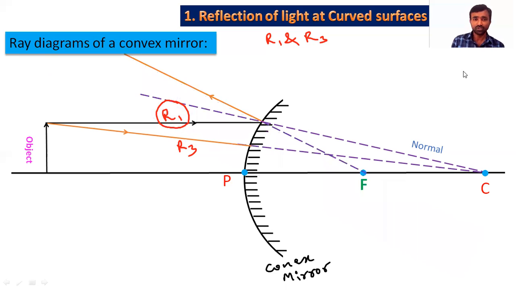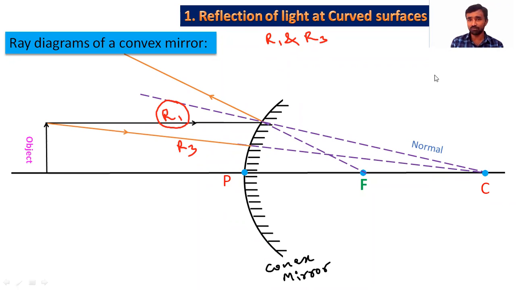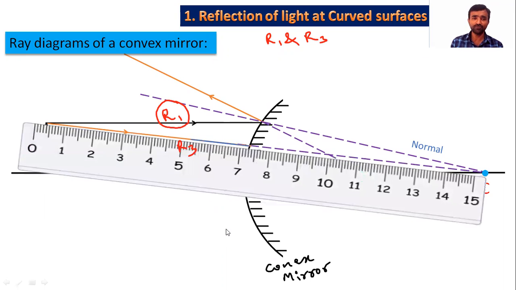Yes. So next, R3 behavior. What is R3 behavior after reflection? Help me to draw the reflected light ray for R3. It is along the principal axis, sorry, along the normal. So along the normal, it remains along the normal only in front of the mirror. So retrace its path. So draw the reflected light ray like this.